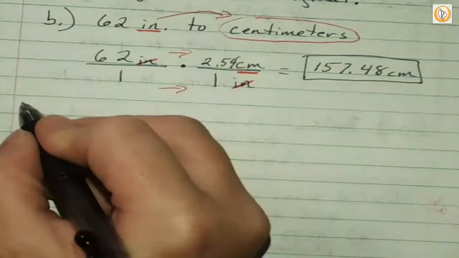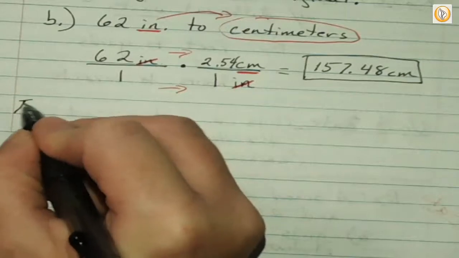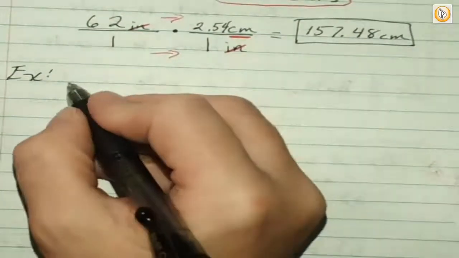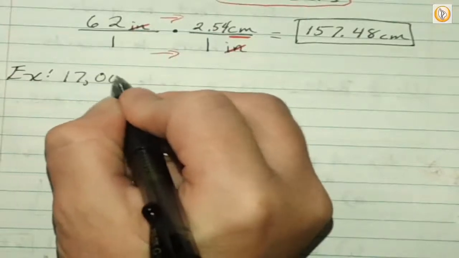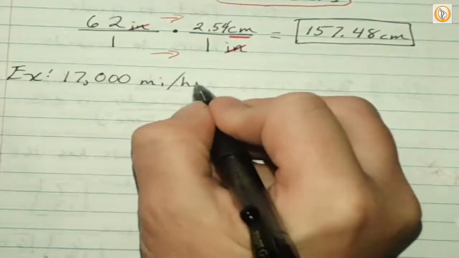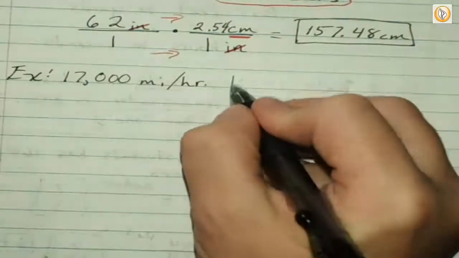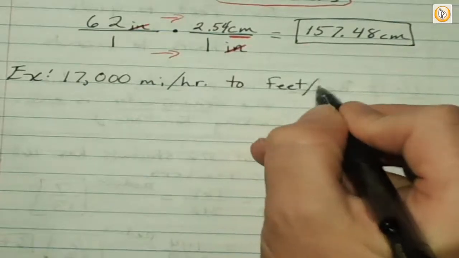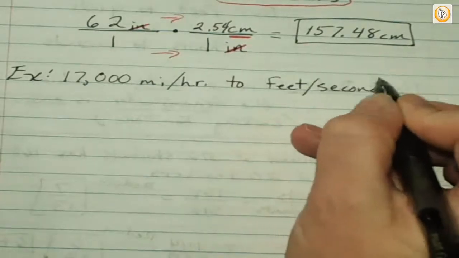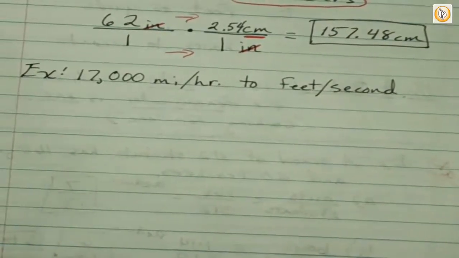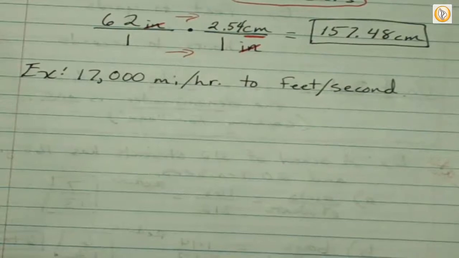Y'all ready for another? All right, here we go. 17,000 miles per hour. Wow. To feet per second. You'd probably die if you were doing 17,000 miles an hour. Not from collision, from the G-force.